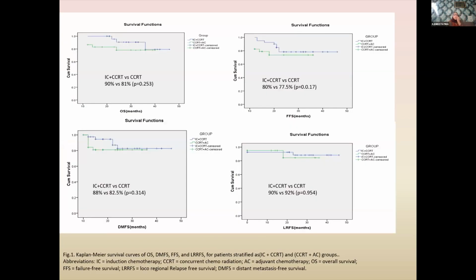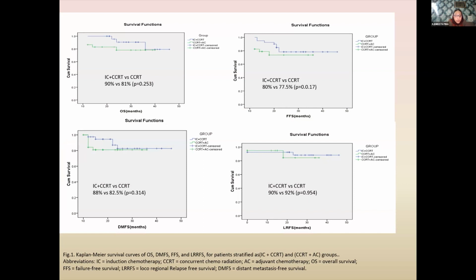This slide is showing the survival in both the groups. Here you can see the induction chemotherapy group had a better survival as compared to the adjuvant chemotherapy group, 90% versus 81%. The failure-free survival is 80% versus 77.5% respectively in the induction chemotherapy group and adjuvant chemotherapy group.